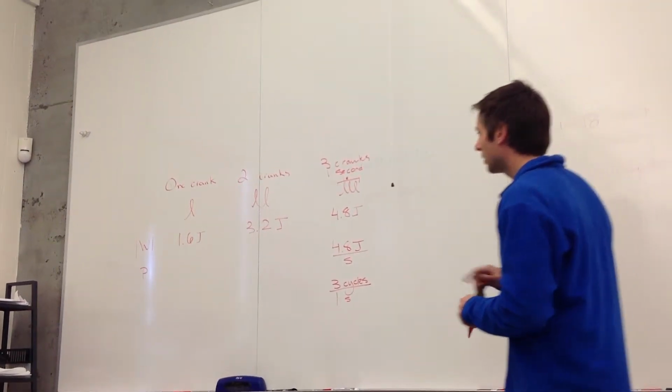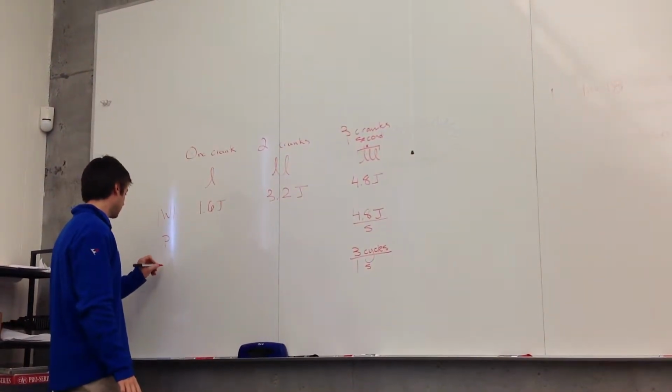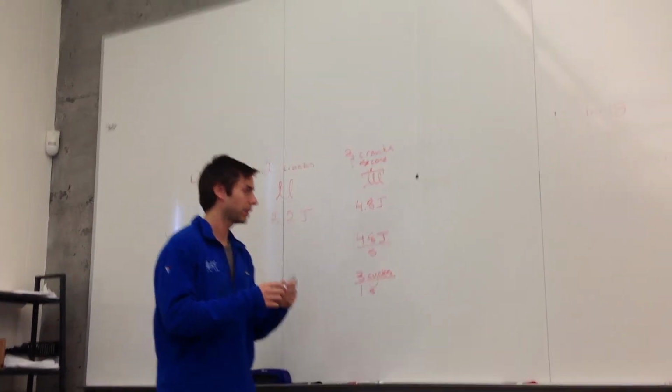Okay. 3 cycles per 1 second. All right, so let me assign a symbol for this. We're going to call that symbol frequency. Here it is.